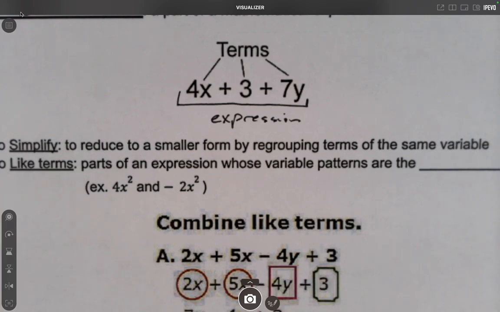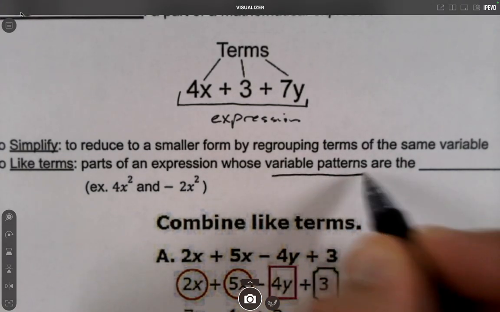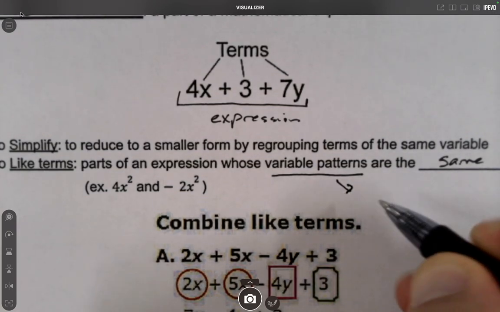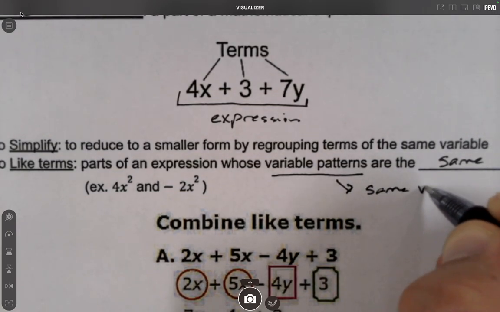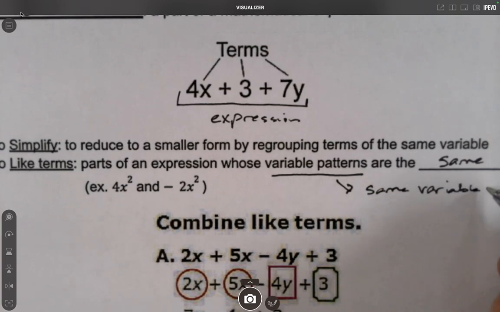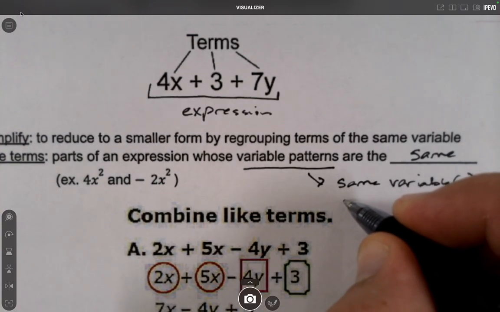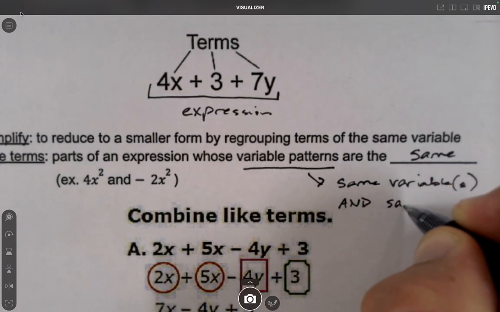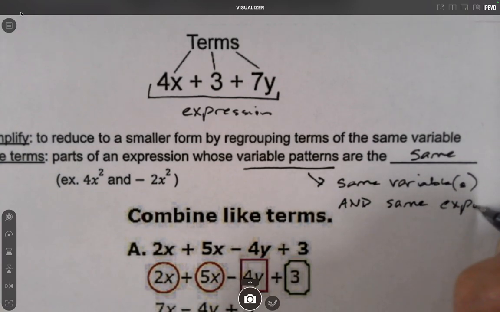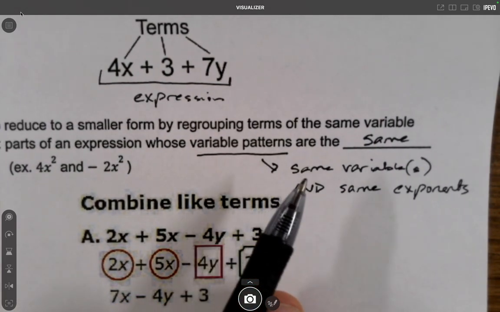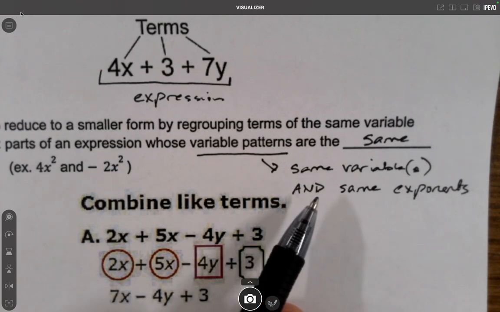Like terms are parts of an expression whose variable patterns are the same. So variable patterns means same variable or variables, it could have more than one, and the same exponents. So saying the variable patterns are the same means they have the same variable with the same exponent.